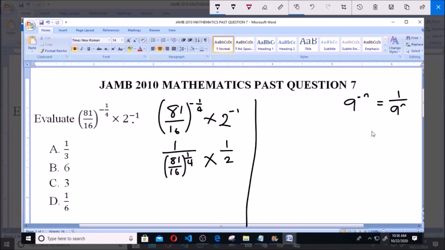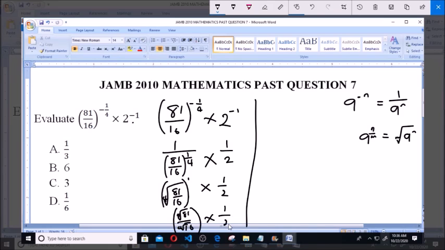Also from indices, when we have A raised to the power of n over m, it simply means the m-th root of A raised to the power of n. We'll apply it here also. Since we have 81 over 16 raised to the power of 1 over 4, it simply means the fourth root of 81 over 16 raised to the power of 1, then multiplied by 1 over 2. This will give us the fourth root of 81 all over the fourth root of 16, multiplied by 1 over 2.